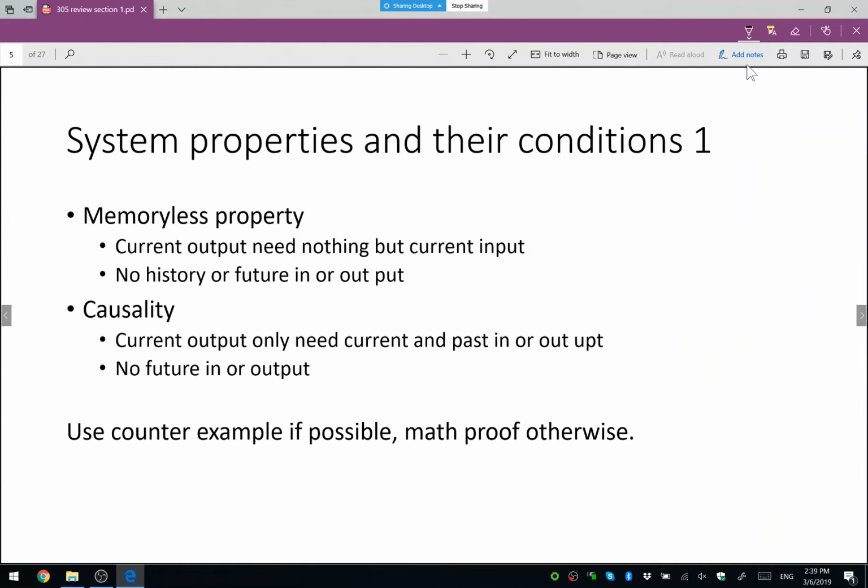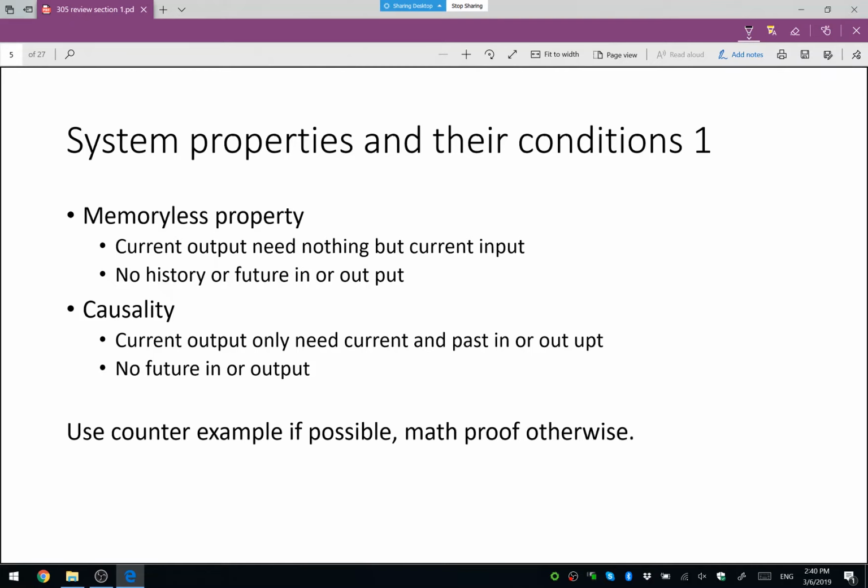The first group of properties is memoryless and causality. These two properties are related to the history and the future. These are the properties, and below are the conditions. There are two ways, and you can use either of them. The condition for memoryless is that the current output needs nothing but the current input. Or the other way, the current output does not need history or future input or output.